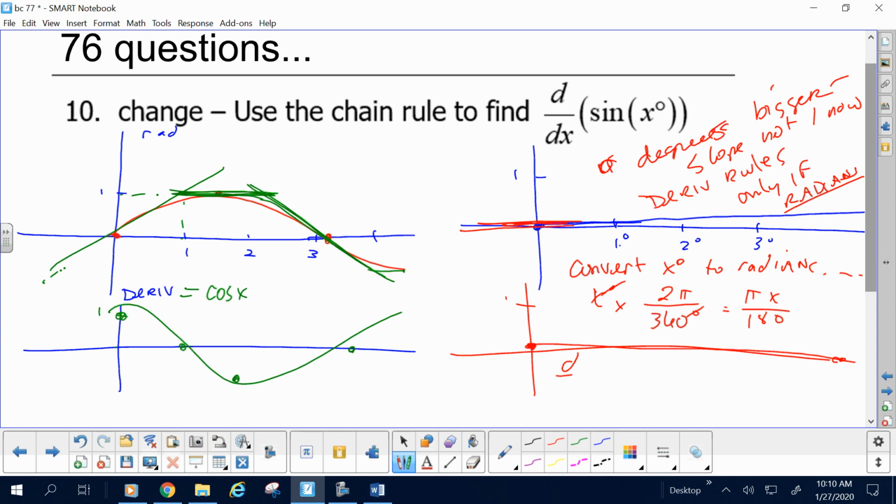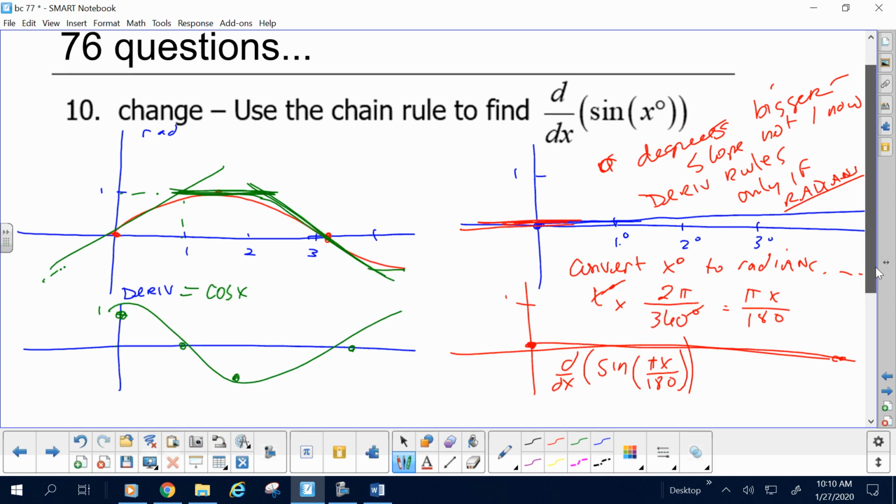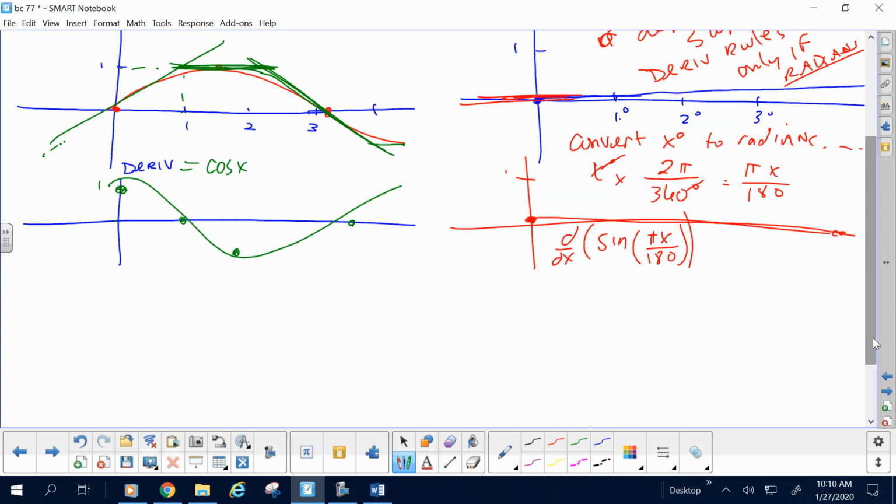So now I'm ready. I convert it to radians. I want the derivative of sine of pi x over 180 radians. What's the derivative? Times pi over 180. So at 0 degrees, what's the slope of the original problem? Oh, pi over 180. Basically 1 times pi over 180, 1/60th or so. Slope is very flat.